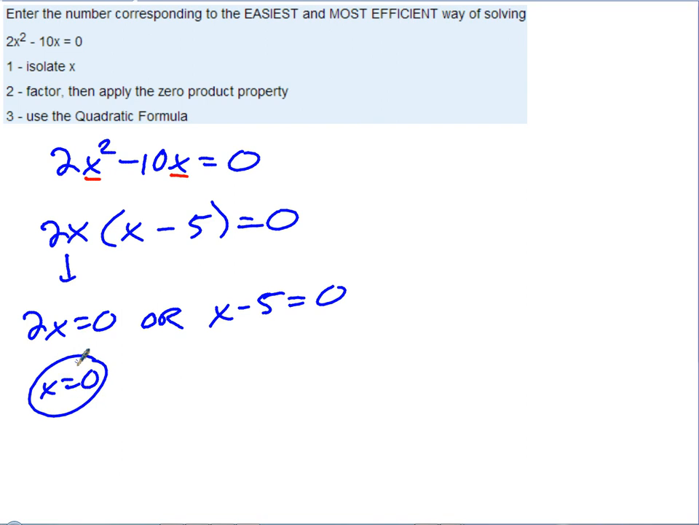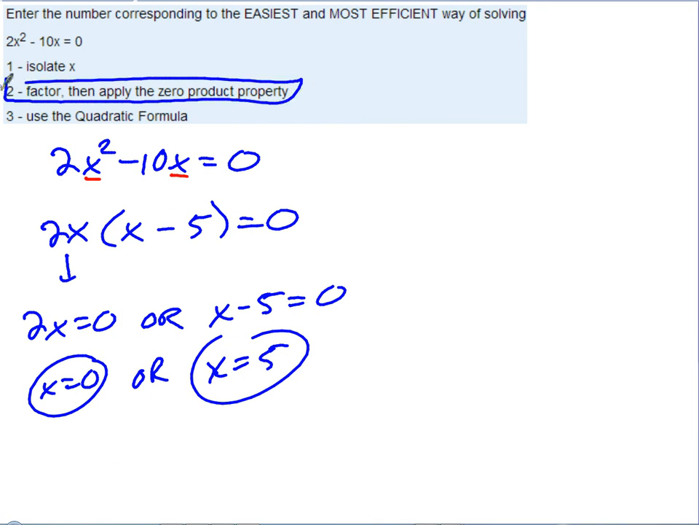In fact, that's always going to be the case. When I can factor out a variable, with or without a constant, from each term, then I'm absolutely guaranteed that I'm going to get x equals 0 for one of my solutions, for the reason that we just saw. Or, over here, we get x equals 5. And so clearly the easiest way to do this, by far, is factor.